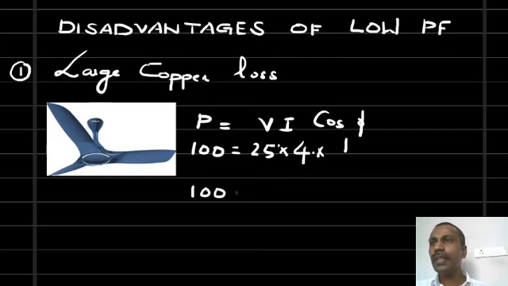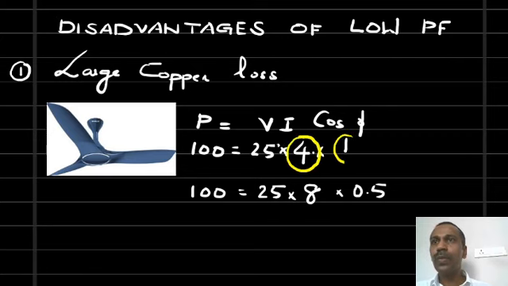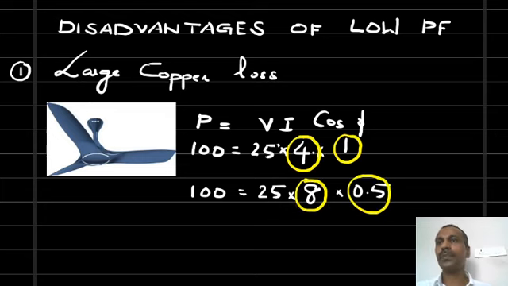In the second case, you consider the same 25 volt with half the power factor. Power factor is low. Now what is the current required in order to get 100 watts power? You need to give 8 ampere current. So you can say when the power factor is reduced, you need to give more amount of current. So when you have low power factor, the current required is high.